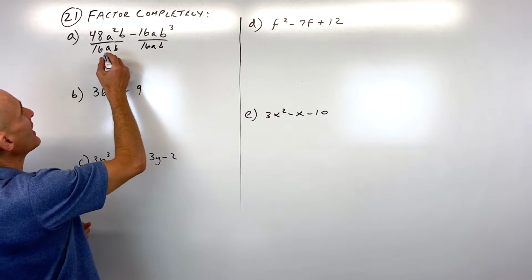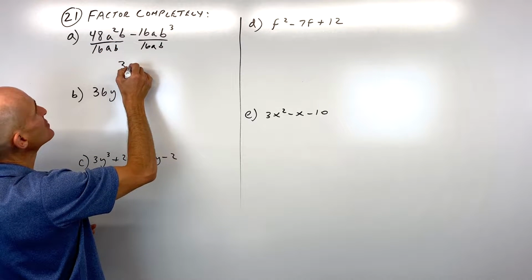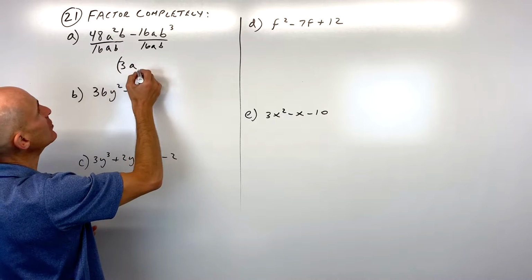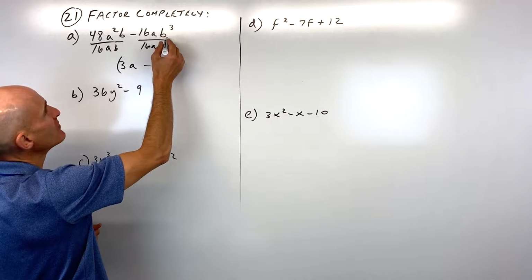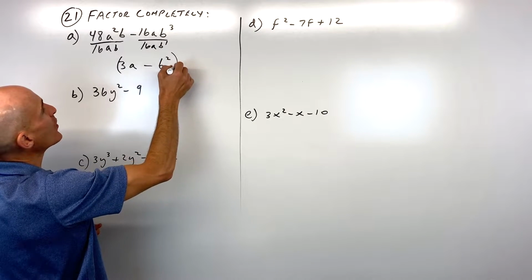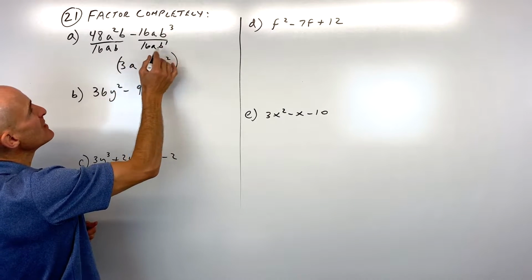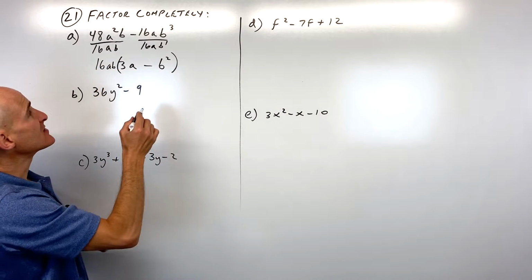So now if I divide, you can see I have 3. A squared divided by A is just going to be A. Here the B's cancel. Over here, 16 divided by 16 is just 1. The A's cancel, and B cubed divided by B, remember when you divide, you subtract. So that's going to be B squared. But you see this 16AB we divided both the terms by? You want to put that in front of the parentheses.